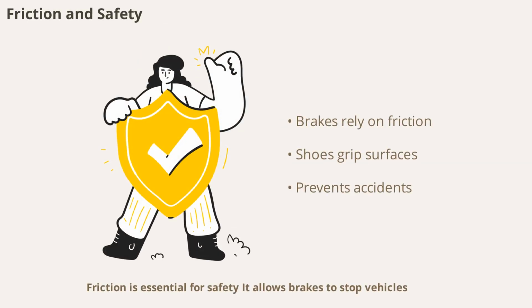Friction is essential for safety. It allows brakes to stop vehicles, shoes to grip the ground, and hands to hold objects securely. Without enough friction, accidents can happen, like slipping on ice or losing control of a car. Safety equipment and surfaces are often designed to maximize friction where it's needed most.